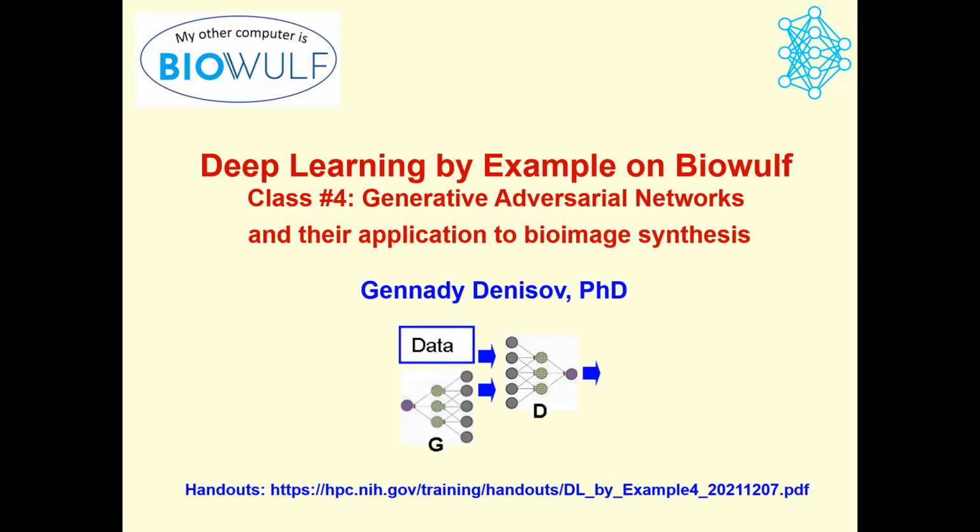Welcome to the fourth class of the course Deep Learning by Example on Beowulf. This introductory course teaches the basics of deep learning and of different types of deep learning networks through a set of hands-on biological examples implemented in pairs, one example per class. Each class is supposed to be standalone. So for those of you who did not take previous classes, I will try to provide background information which will be necessary and hopefully sufficient for understanding the contents of this class.